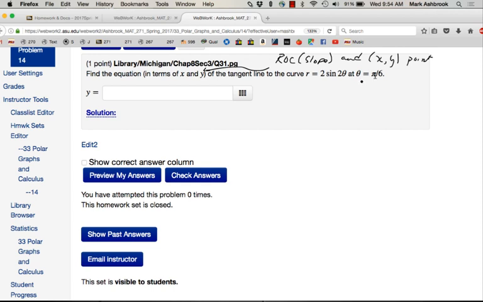Okay, so how are we going to get the rate of change? So this, or the slope, we know that's dy/dx. And to get dy/dx, we said last time, it's going to be dy/d theta over dx/d theta. Where does dy/d theta come from? Well, y is r sine theta always, right? And x is r cosine theta.